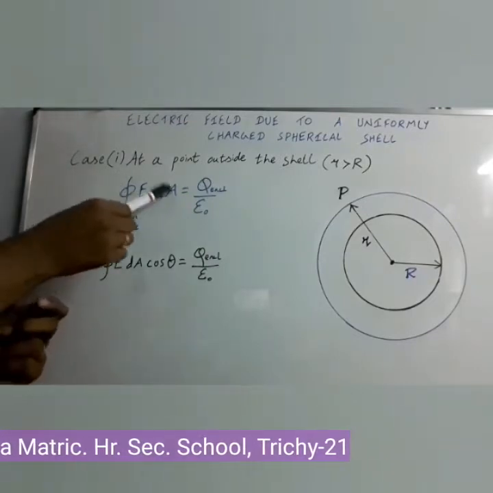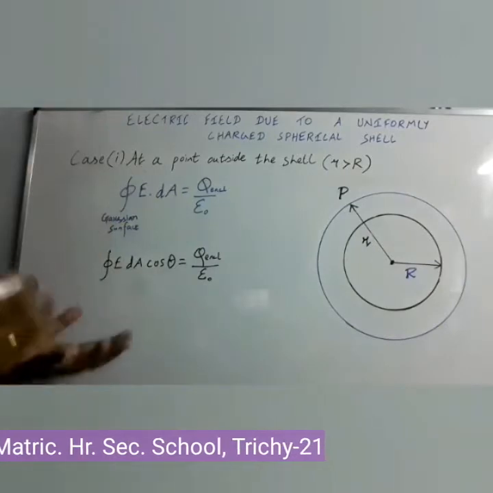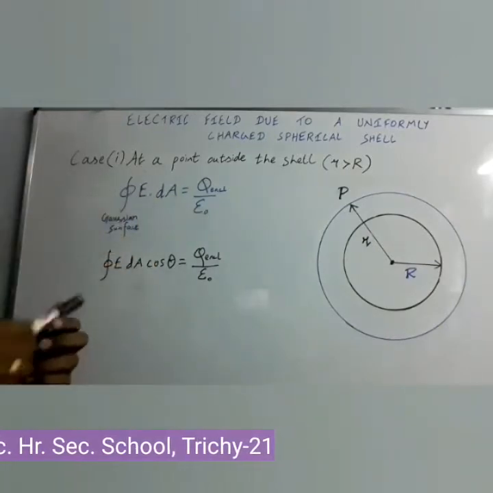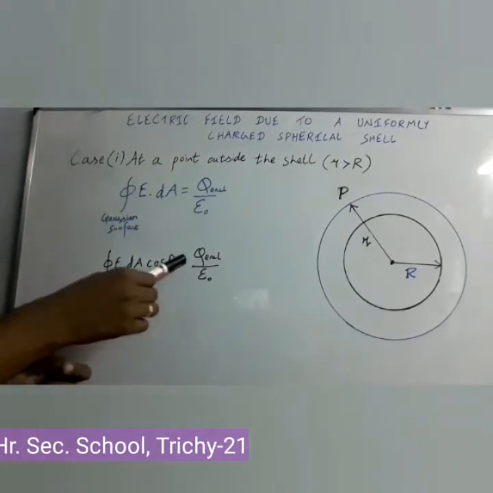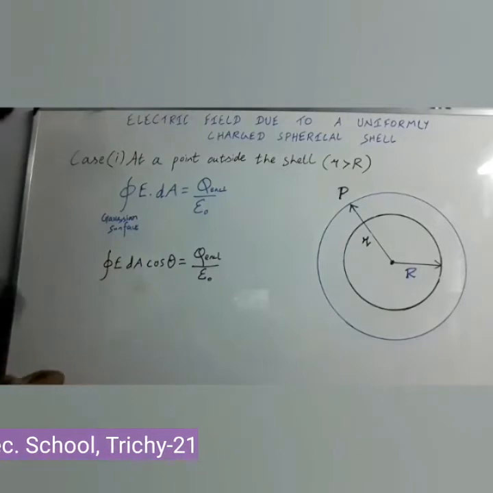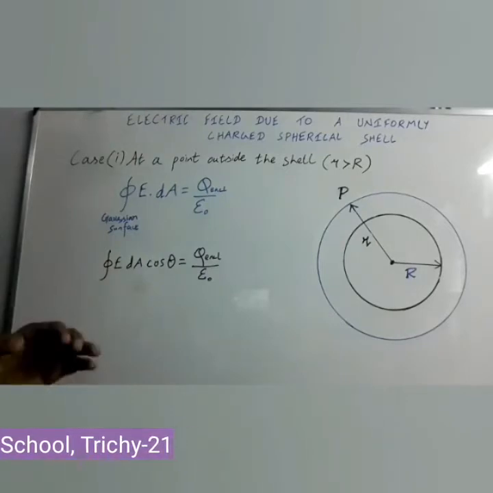So the closed integral of E dot dA is equal to the enclosed charge within the Gaussian surface divided by epsilon naught. Since a dot product is used, we can write that as closed integral of E dA cos theta equal to charge by epsilon naught. Here theta is nothing but the angle between the normal to the surface element and the electric field.